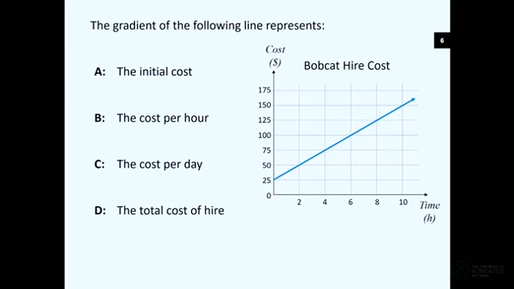What about the gradient of that graph? It's not the initial cost. The initial cost is $25. But if I looked at the gradient, well, the meaning of it is just dollars over hours. So dollars per hour, remember over just means per, dollars per hour, definitely B, the cost per hour. The units answered it for me. Dollars over hours is cost per hour. All right, so the units always answer it for you.